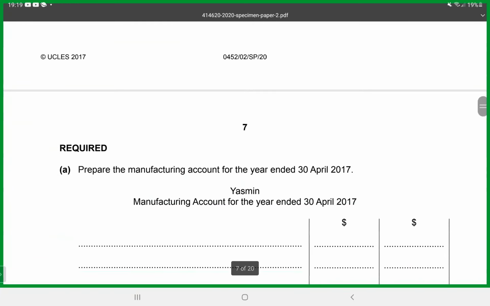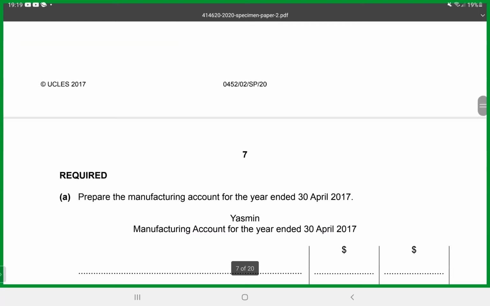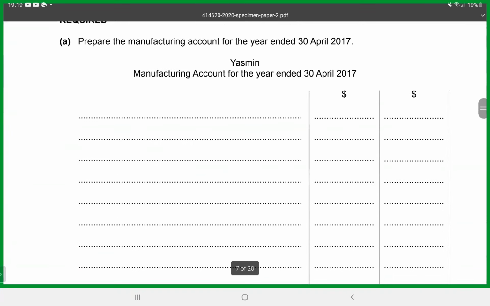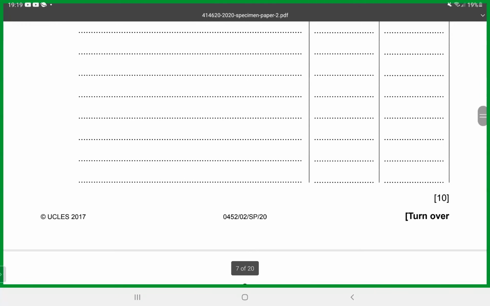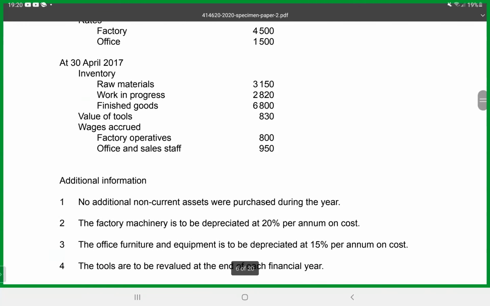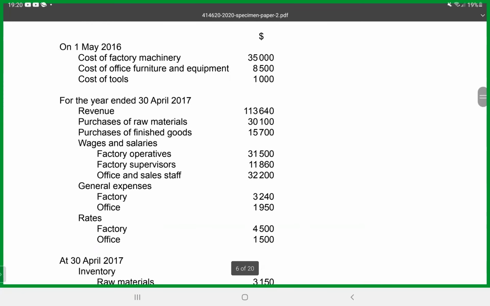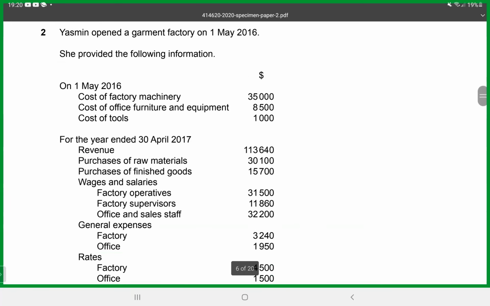What are you required to do? You are required to prepare the manufacturing account for the year ended 3rd April 2017. So you are asked to prepare the manufacturing account. So how do we prepare the manufacturing account? That's where the question starts from.